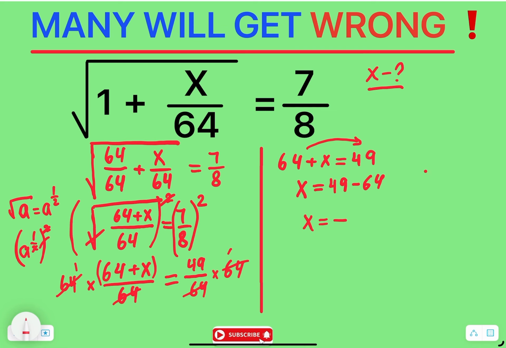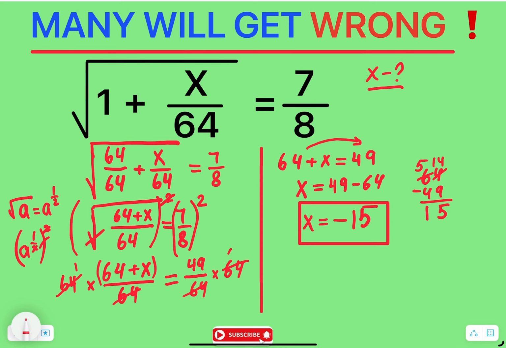Now we can subtract 64 minus 49 equals to, we're going to borrow from here, this will be 5, this will be 14. 14 minus 9 is 5, 5 minus 4 is 1. So we got 15 and we have negative in front of it. The answer will be negative 15. So this will be the value of x.